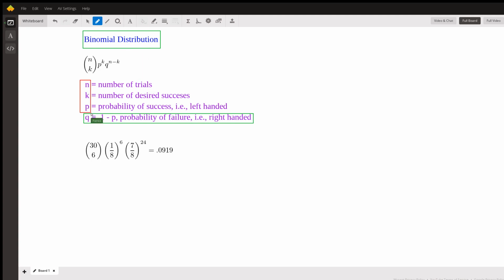So if you have a calculator that does that, I would recommend first understanding this, calculate this, and then see if you can reproduce that number on your calculator. Okay, I hope that was helpful.